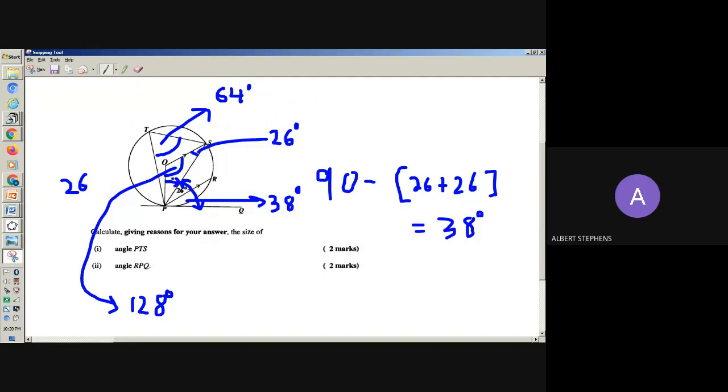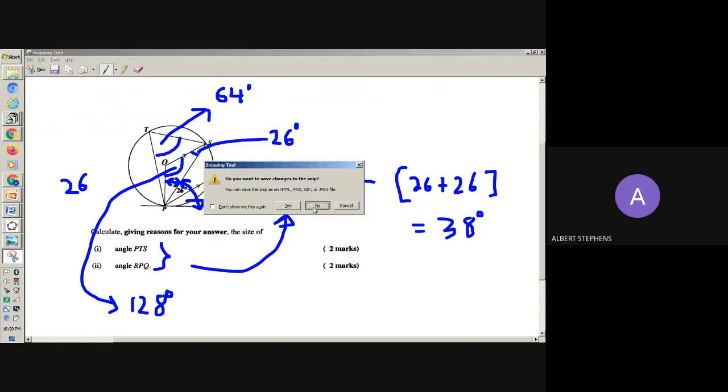All right. I guess the answers will follow through in all this, not true? PTS is 64. Angle RPQ, where's R to P to Q, RPQ is 38. Yeah. All right. Okay. So in the interest of time, let me squeeze in one last one.